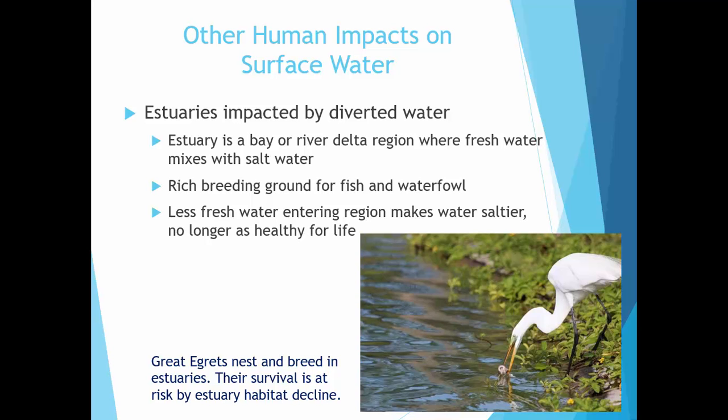And like I said, these populations are adapted to somewhat salty water, but as less fresh water flows out of the river system, that estuary is going to become saltier as more of the water is coming from the ocean and less is coming from the river. And some populations that have adapted to that somewhat salty condition may not be able to survive. One very visible species we're seeing an impact on is the great egret. They nest and breed in estuaries, and they're experiencing habitat decline as these estuaries are suffering.